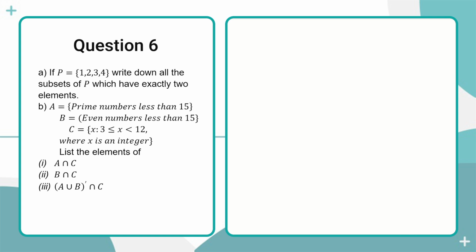So basically, for A, we are given a set P, and our set P is equal to 1, 2, 3, and 4. And we are supposed to list all the subsets which have exactly 2 elements. We can have 1 and 2 as one of the subsets. We can also have 1 and 3. And we can also have 1 and 4.